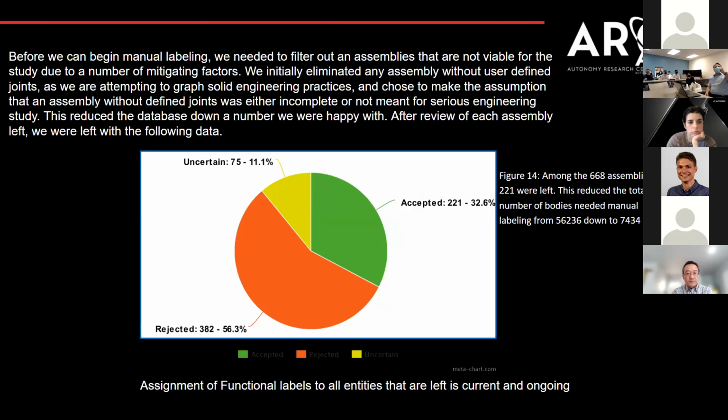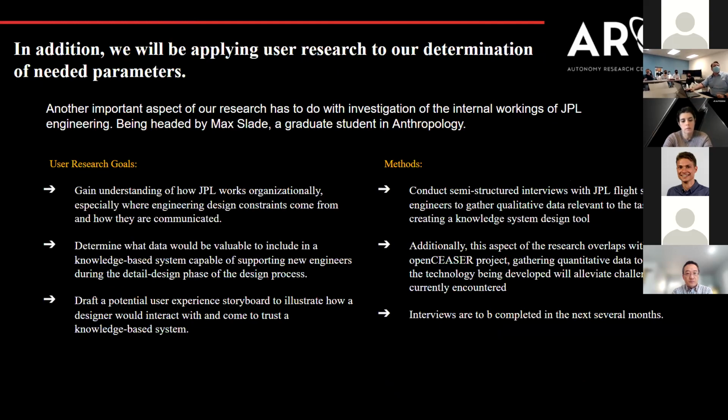Before we can begin manual labeling, we needed to filter out assemblies that are not viable for study due to a number of mitigating factors. As you can see, once we actually went and eliminated everything, we ended up with about 221 bodies, which brought us from 56,000 things that needed to be labeled down to 7,400, much more manageable.